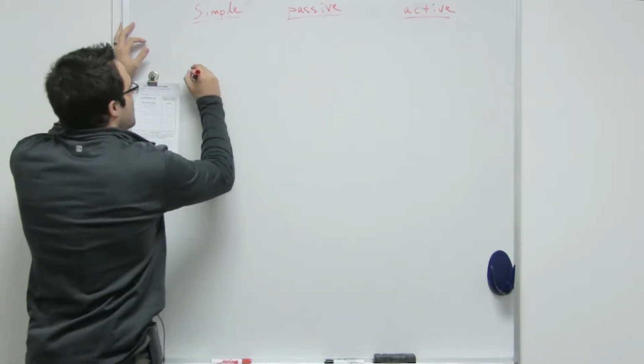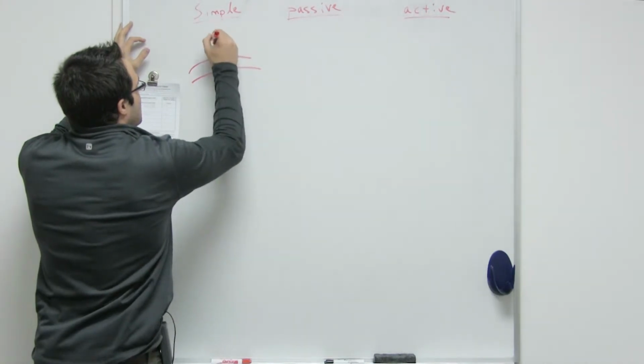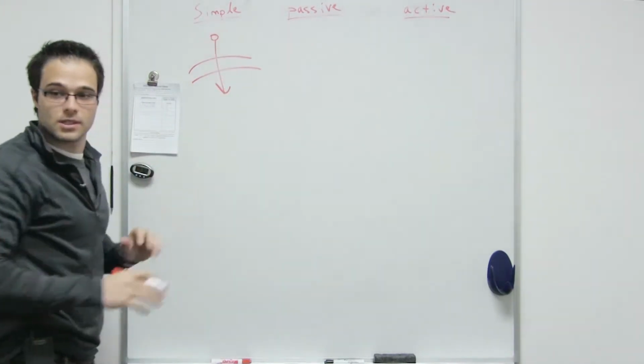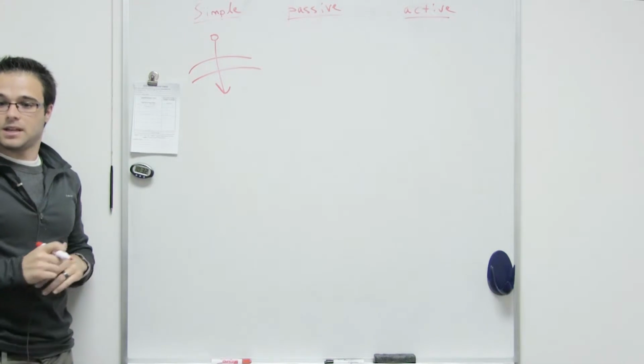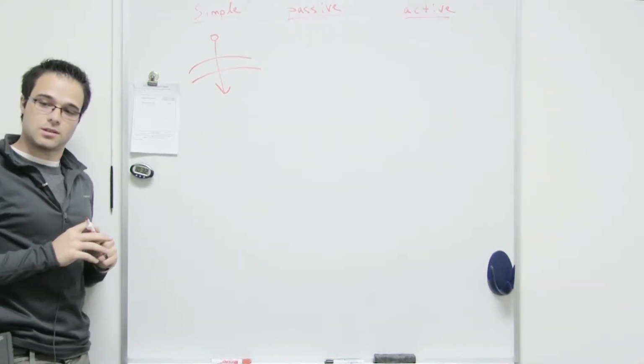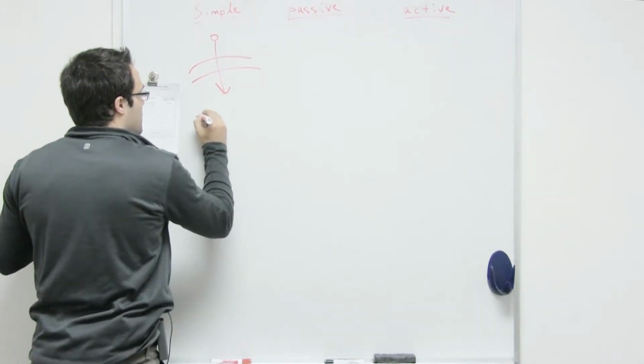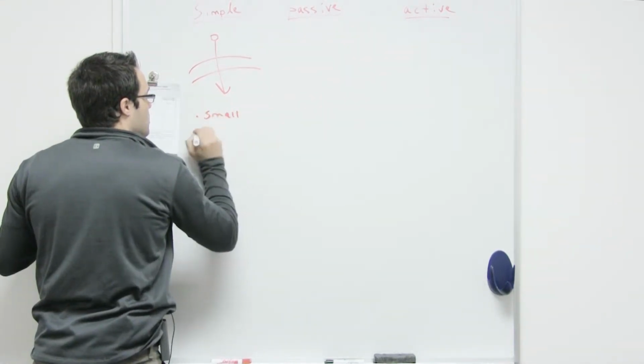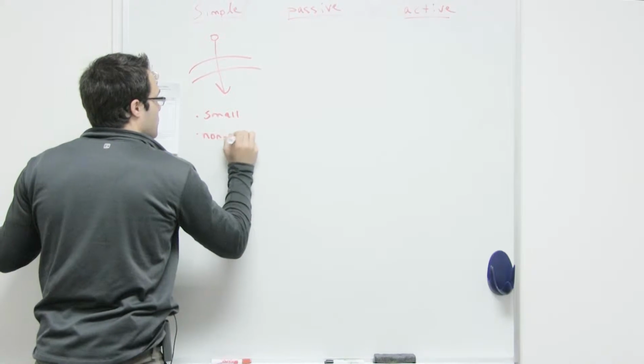So here's our membrane. There's a molecule right here. It just goes straight through. It doesn't need a channel. It doesn't even need a leak channel. It just goes through, and that's because it's small and non-polar. So the requirements are that it has to be small and non-polar.